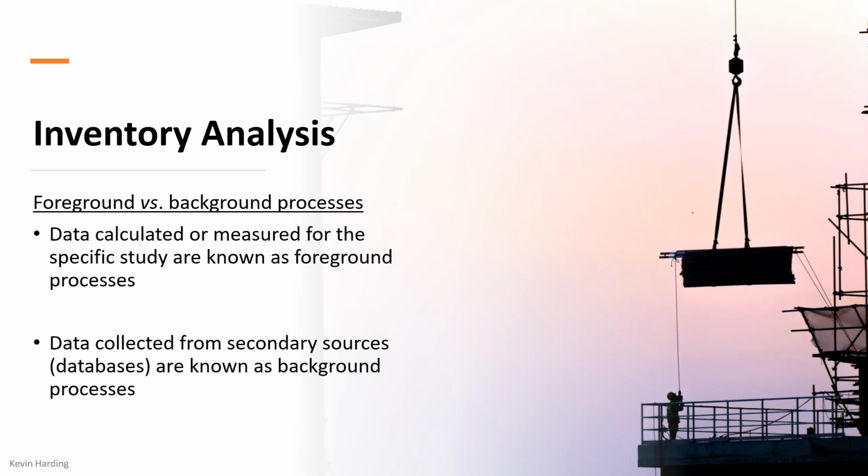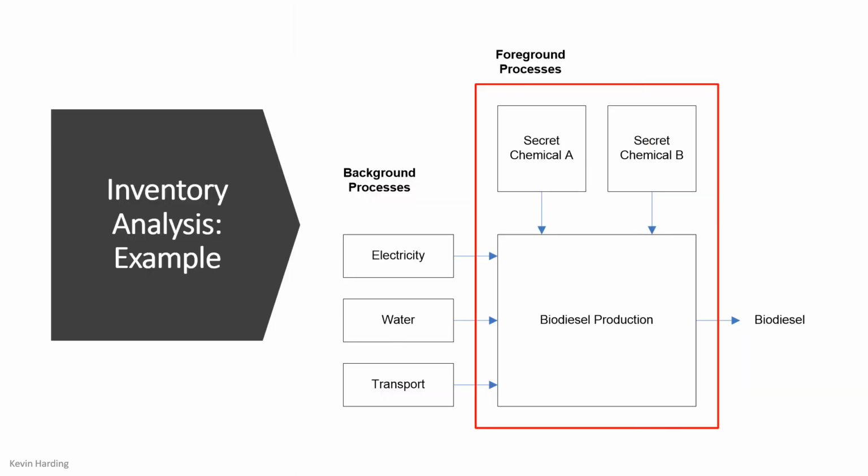So I've already spoken about a database that is actually available to do this. And the way that it's described is in foreground versus background processes. So the foreground process is everything that you need to collect yourself, whereas background data is something that you can get from a database. So let's just look at an example here. Let's just say we're making a biodiesel as a product. To make biodiesel, we don't tell our competitors what we're using. We just tell them it's a secret chemical A, secret chemical B. It might not be that secretive, but we don't want to tell our competitors what it is. So the foreground process is everything that we don't know, or sorry, that's not available in the database already.